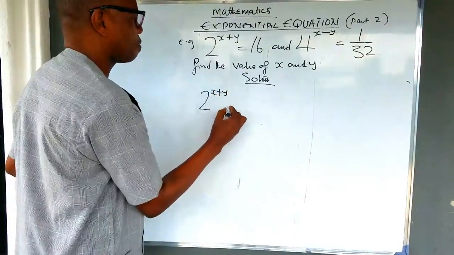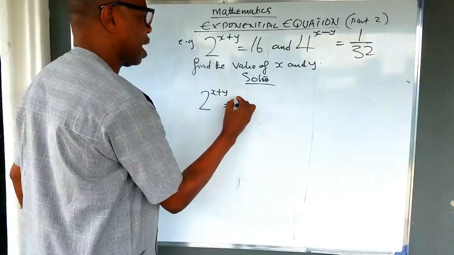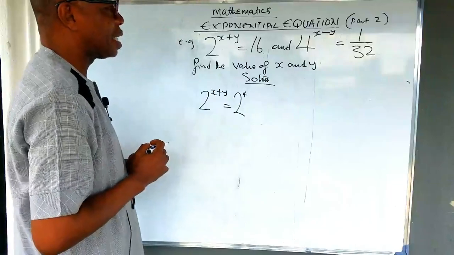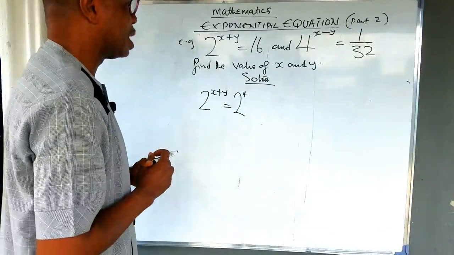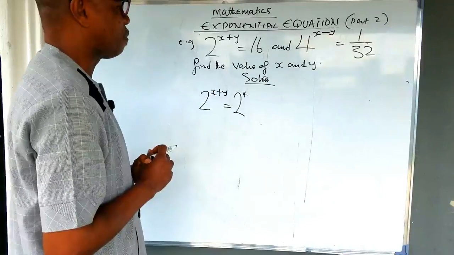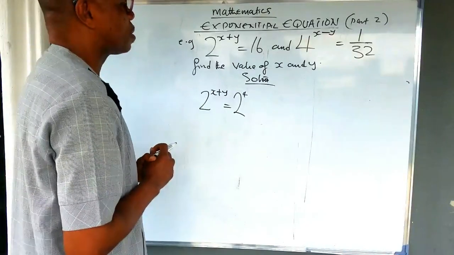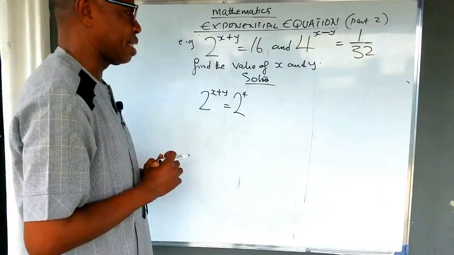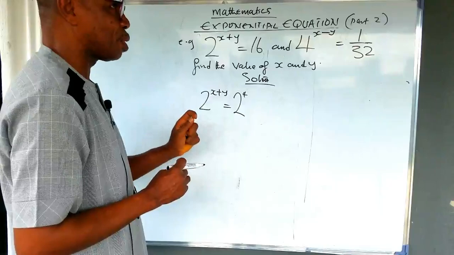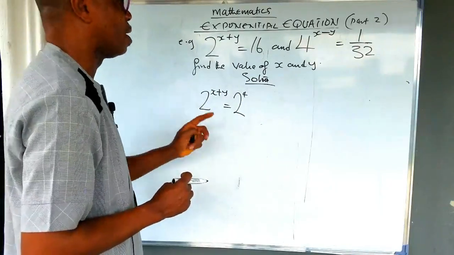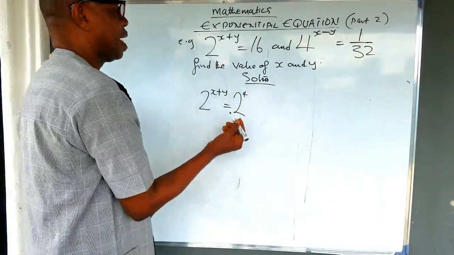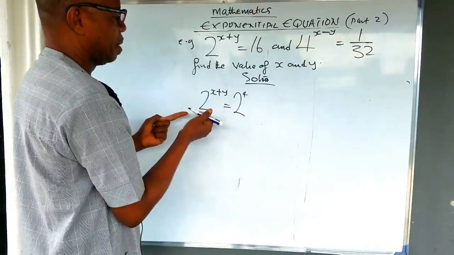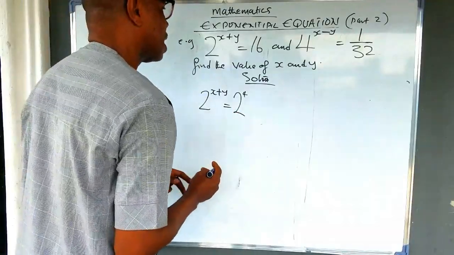You have 2 raised to the power x plus y equal to 16, which is the same thing as 2 raised to the power 4. You may ask me how, because I know that 2 times 2 is 4, 4 times 2 is 8, and 8 times 2 is 16. That means 2 times 2 times 2 times 2 will give us 16. And that's the first one I've done here. So you can see that they now have the same base, 2.